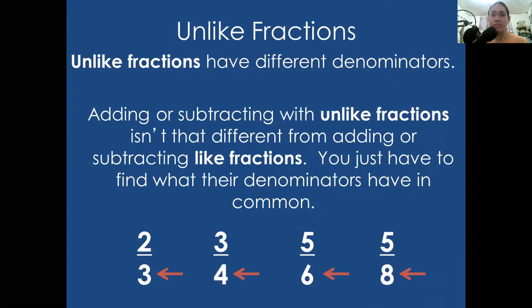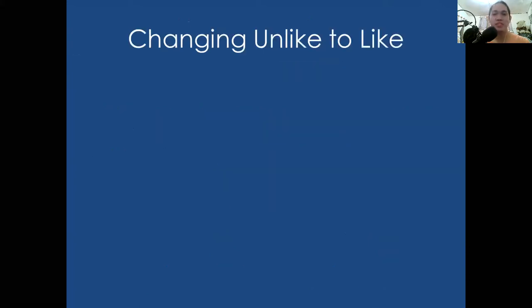So adding or subtracting with unlike fractions is not that different from adding or subtracting like fractions. You just have to find what their denominators have in common. So that's it. That's our clue. Okay? So changing unlike to like, in short, you cannot add or subtract unlike fractions unless you change unlike fractions to like fractions.